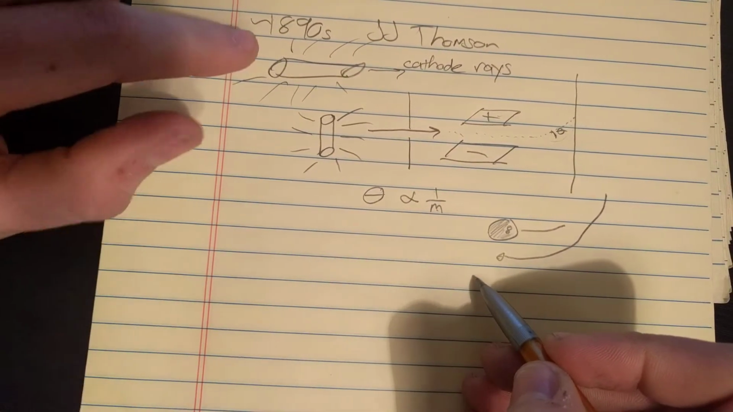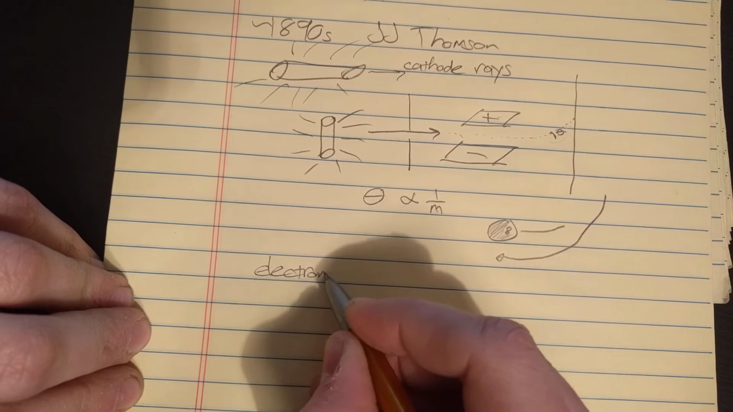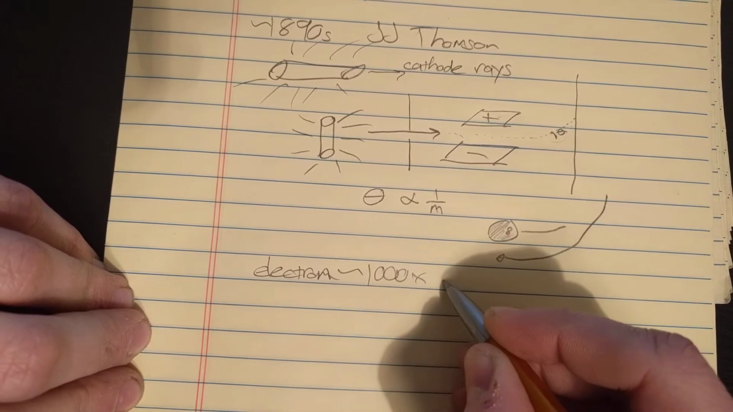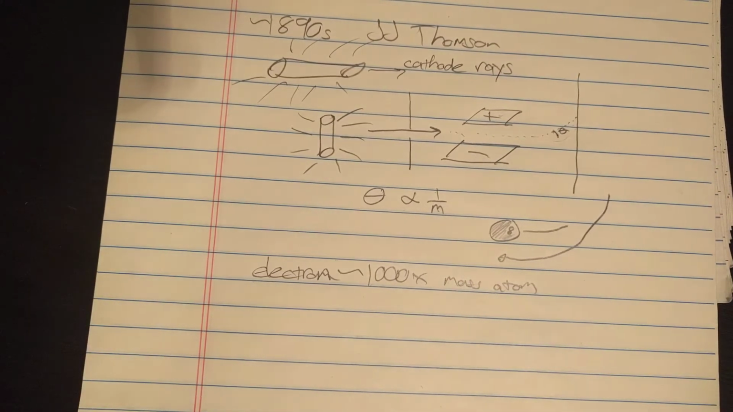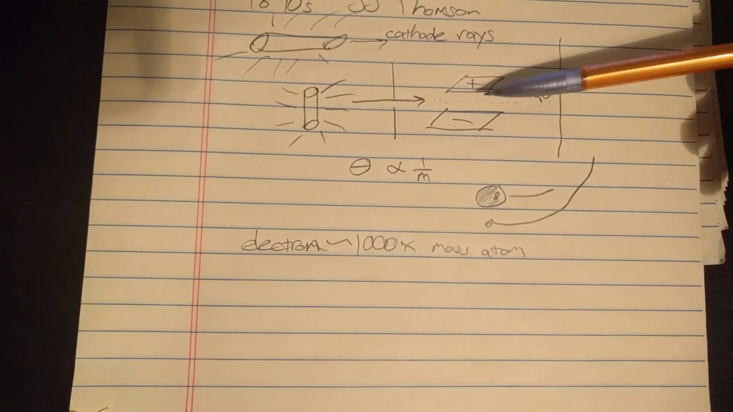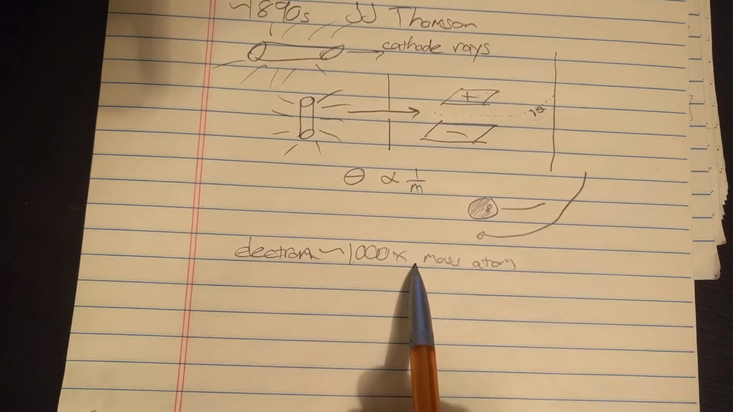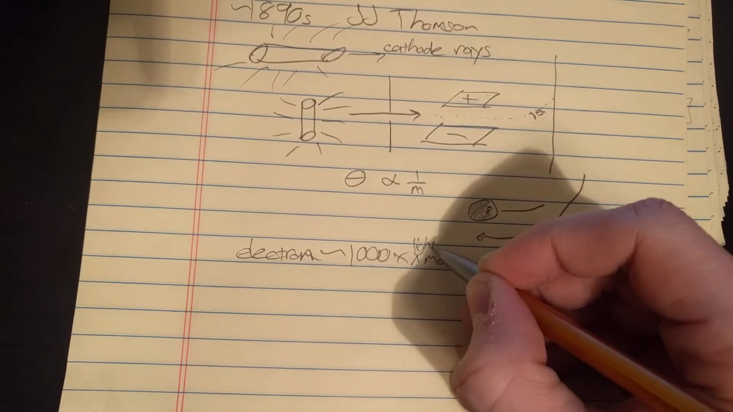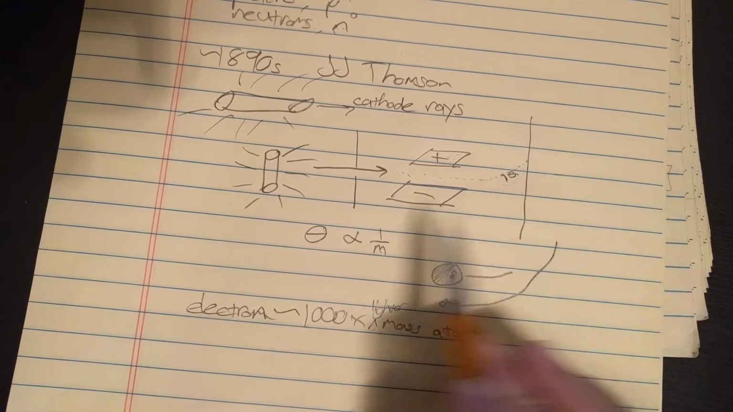And in that way, J.J. Thomson calculated the mass of the electron as about 1,000 times less than the mass of an atom. So he knew there were these things with negative charge because they were attracted to the positive plate, and they were about 1,000 times lighter than the atom, because they deflected a whole lot instead of a little bit.